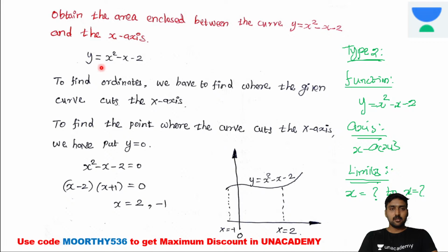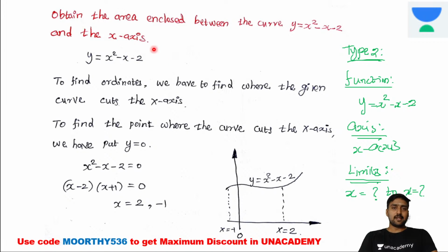Here, with the function, to find the ordinates, we have to find where the given curve cuts the x-axis. That means in order to identify the ordinates, we need to identify where the given curvature cuts the x-axis. To find the point where it cuts, that means to identify the limits, in case you want to identify the x limits, we need to substitute y is equal to 0. In case they are giving the y-axis, to identify the limits for the y-axis, we need to substitute x is equal to 0 in the given function.